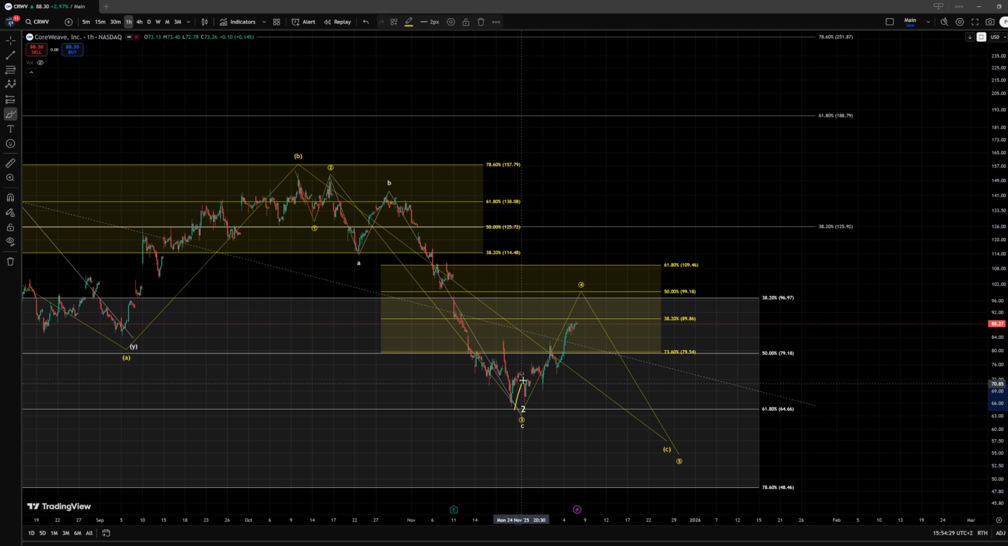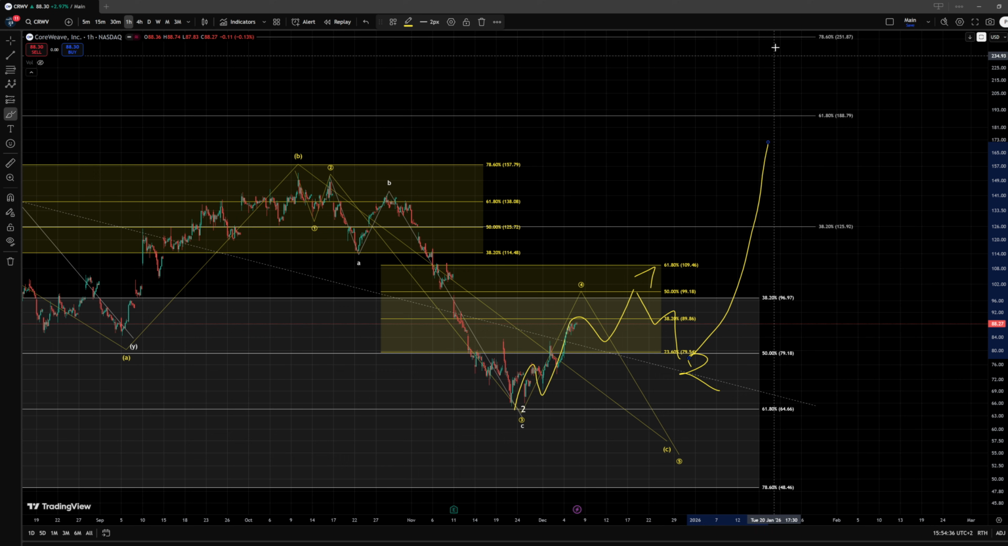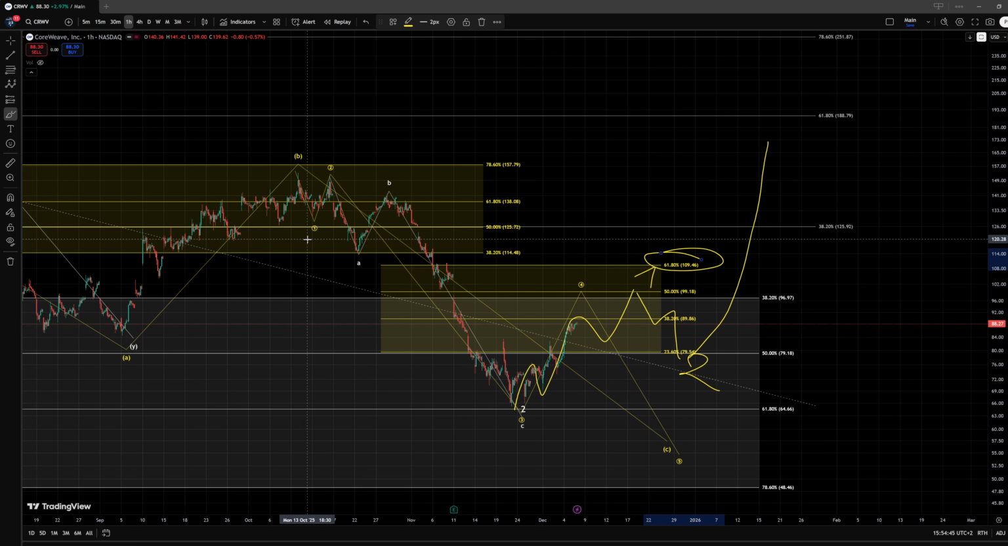For example, we form here the initial 1 2 3 4 5, then we look for a wave 2 correction, and then we get an impulse in the wave 3. That would be a healthy sign that this structure may be more reliable to work out with, while at the same time breaking the 61.8% retracement resistance level.